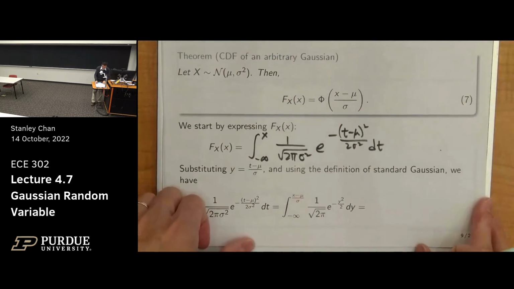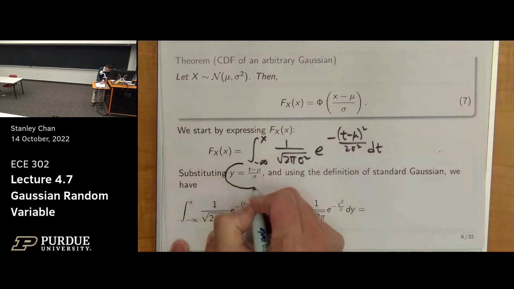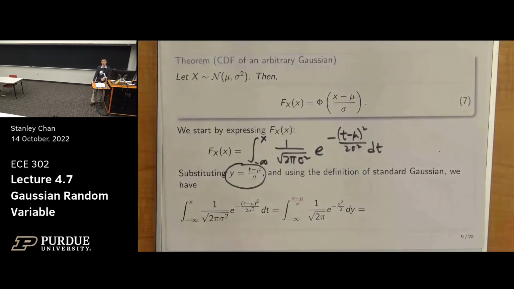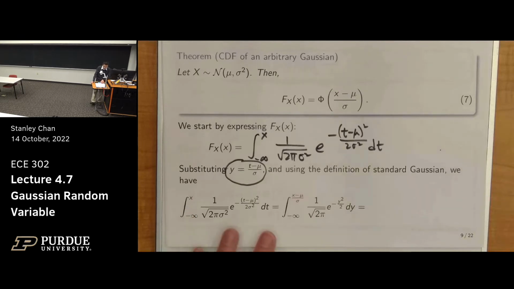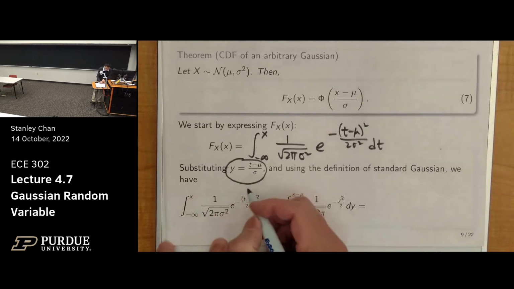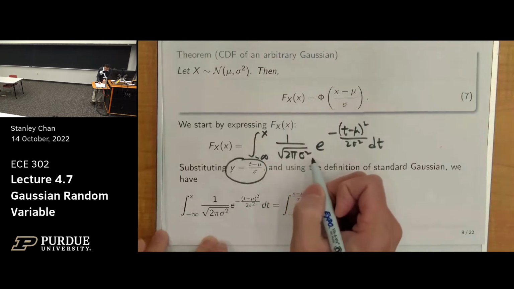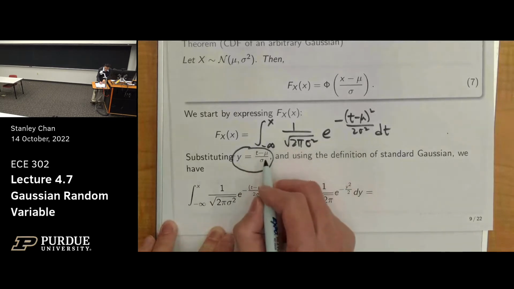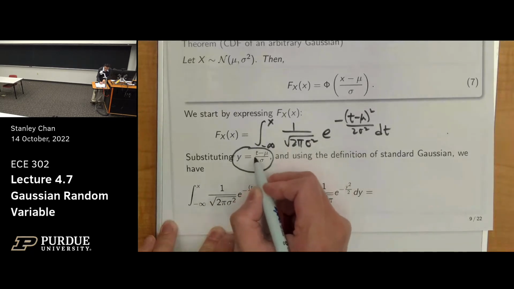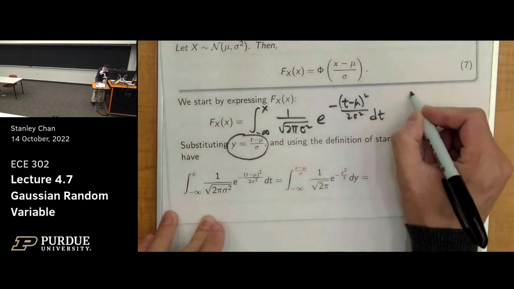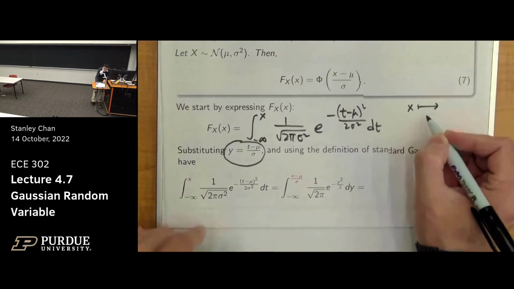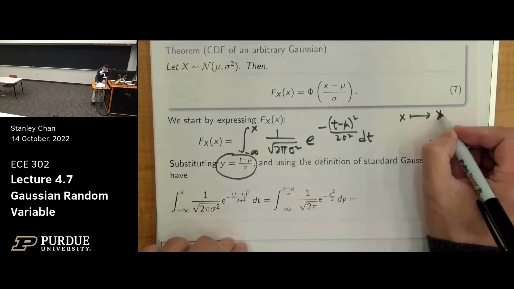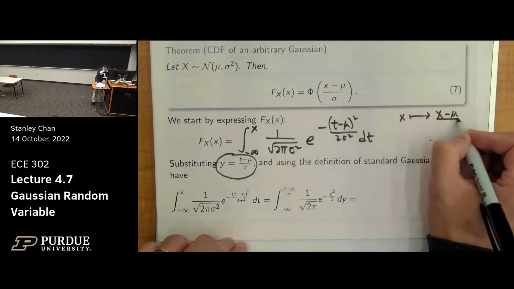And I'm going to let a substitution. The substitution is y equals t minus mu divided by sigma, which is the same substitution that we used when we derived the variance of the Gaussian random variable. So if we do that, then we can go back to this integration. This integration is the integration from minus infinity to x. And now I want to change my limit, not x anymore, because if it is x, then x will become y, it will become x minus mu divided by sigma.